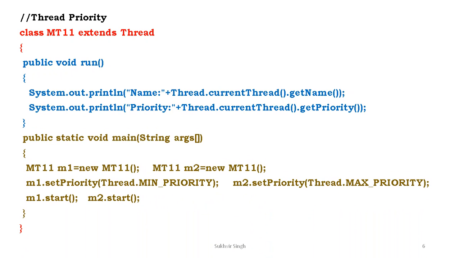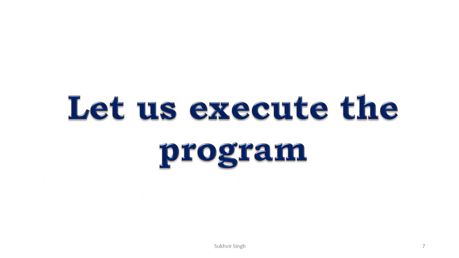And the second block is the main block. In the first line, MT1 is basically the name of the class. M1 is the object, and with the help of new we are creating an instance of that particular class. And second is M2. Then M1.setPriority, and I am giving minimum priority, then M2.setPriority, then maximum priority. Then M1.start, obviously starting the first thread, and starting the second thread. Let us execute the program.